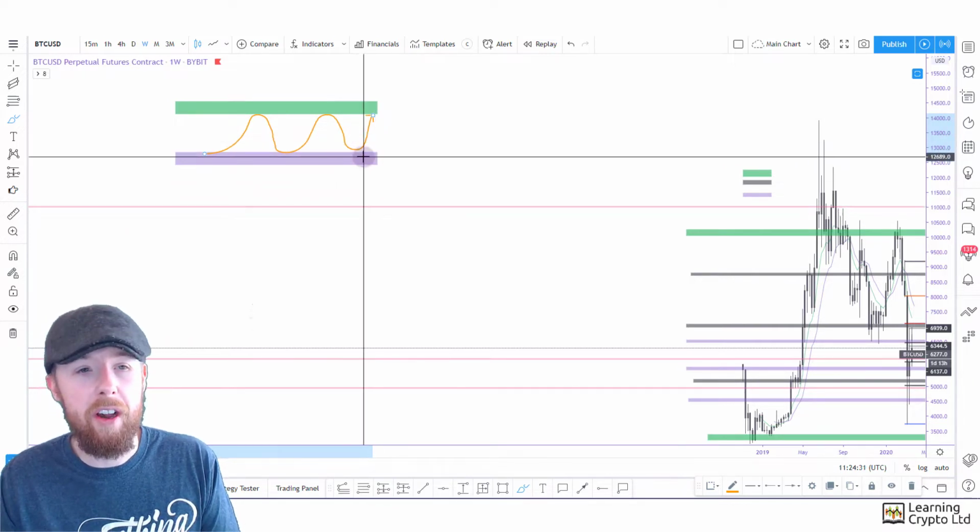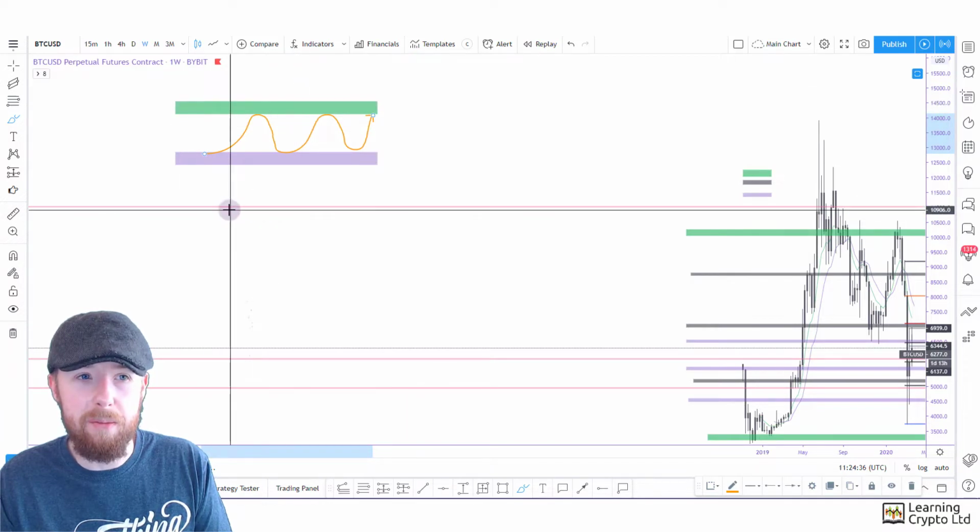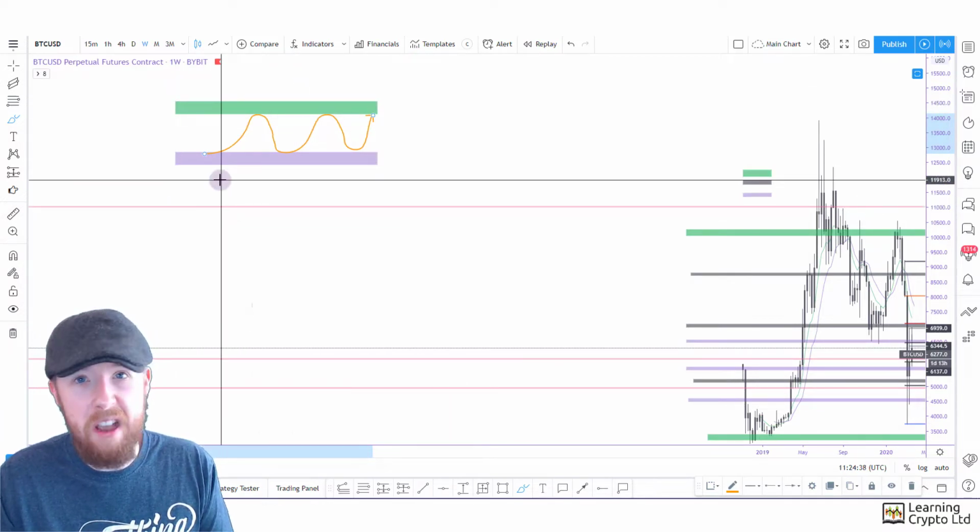Now, you have buyers here. This is where the buyers live. This is where the sellers live, right? Imagine that as a bunk bed. So that's the basic element of it.